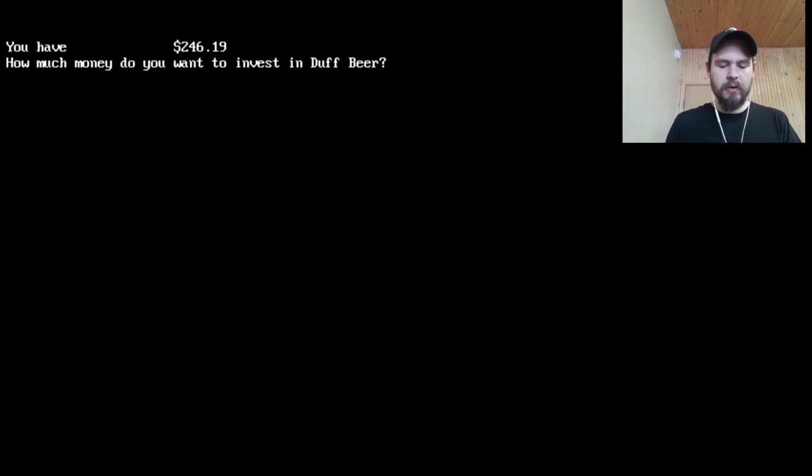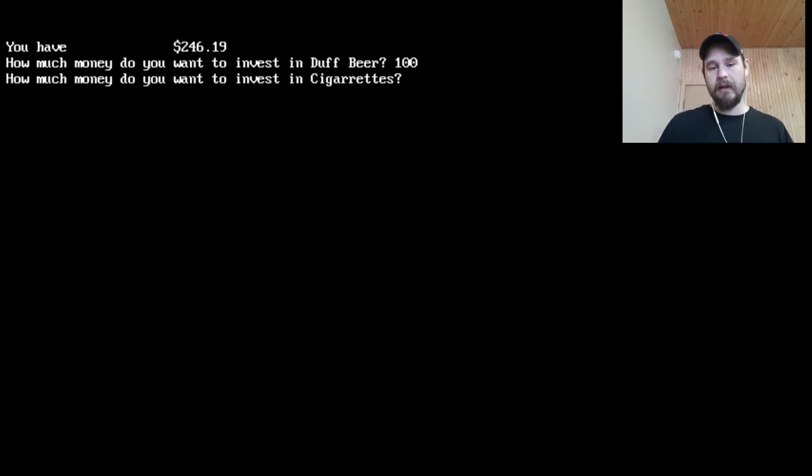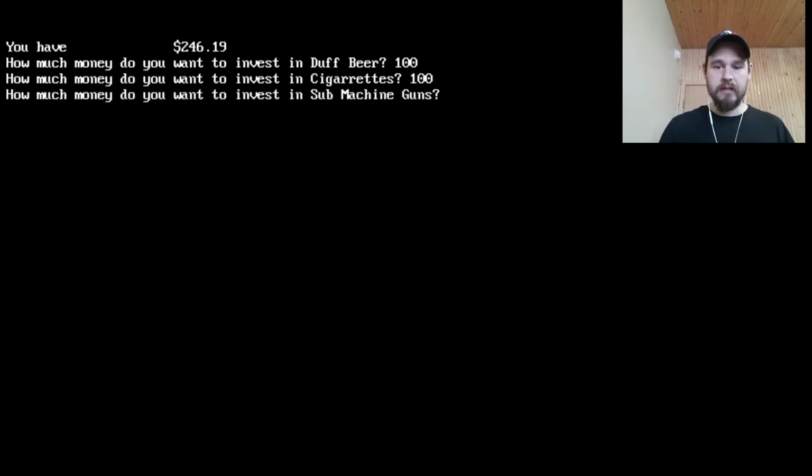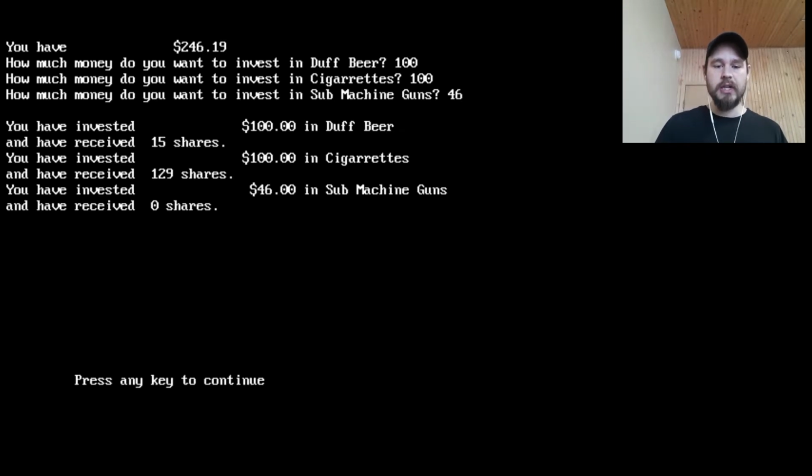So if I say I'm going to invest $100 into Duff Beer, and $100 into cigarettes, and $46 into submachine guns. Because Duff Beer was so high, I only get 15 shares of it. Cigarettes was below 100, so I get 129 shares. You've invested $46 in submachine guns. You have received 0 shares. That's not fair.